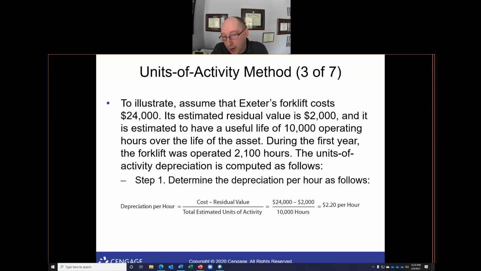So cost minus residual value. 24,000 minus 2,000 is 22,000. Divided by the estimated units of activity. The estimated units of activity is the useful life expressed as an activity. In this case, it's 10,000 hours is how long I plan to use, or the expected useful life of my forklift expressed in hours. So 22,000 divided by 10,000 is $2.20 per hour. So step one, we figured out depreciation per hour, $2.20.